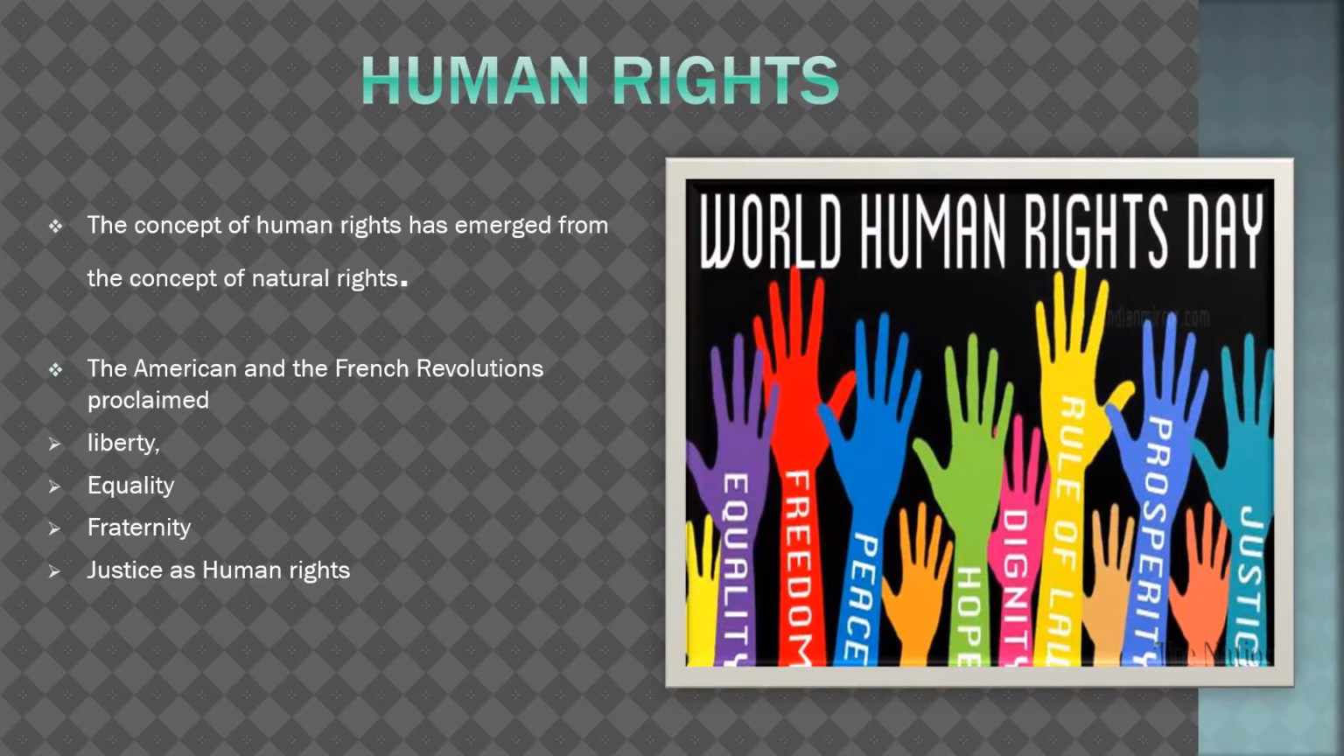Human rights. What are human rights? The concept of human rights has emerged from the concept of natural rights. Now, what are natural rights? Natural rights are those rights that are endowed to us because we are born as human beings. Human rights are those rights that are necessary for living as a human being and as a constituent of society.